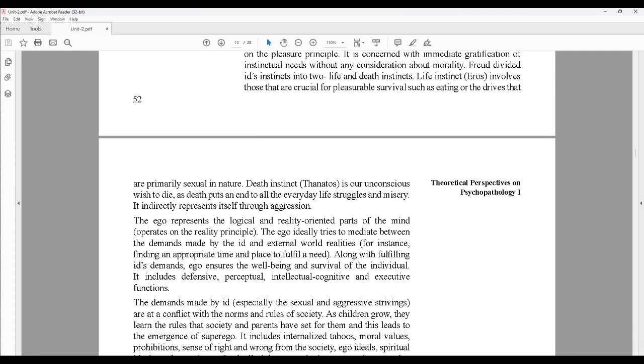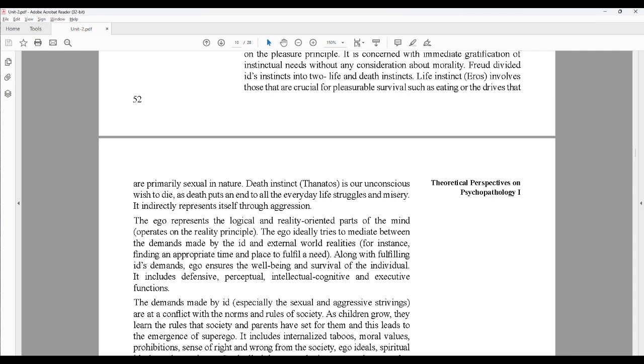Freud divided its instincts into two: life and death instincts. Life instinct, eros, involves those that are crucial for pleasurable survival, such as eating, or the drives that are primarily sexual in nature. Death instinct, thanatos, is our unconscious wish to die, as death puts an end to all the everyday life struggles and misery. It indirectly represents itself through aggression.